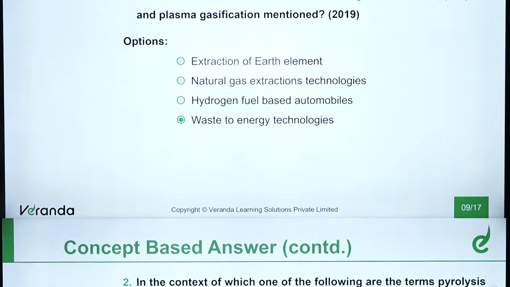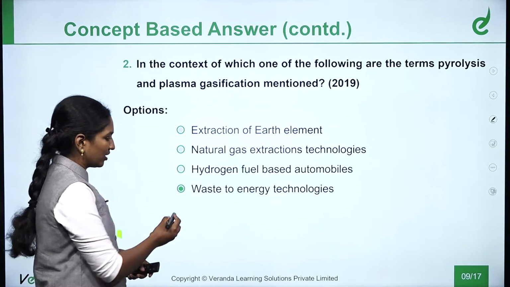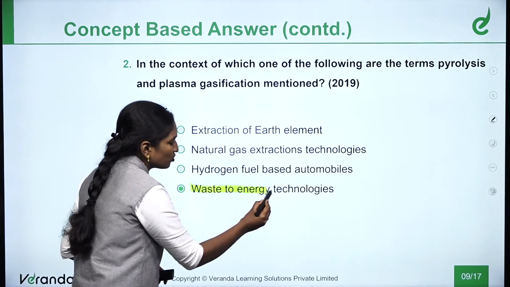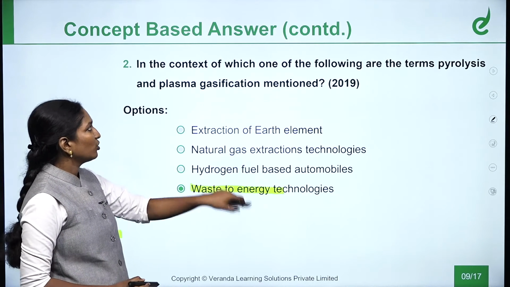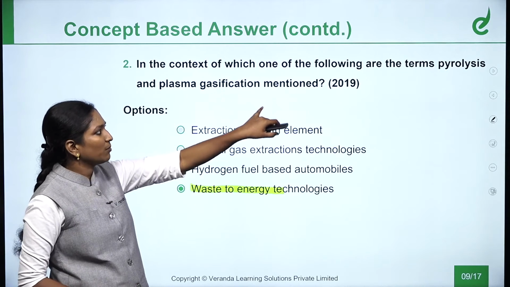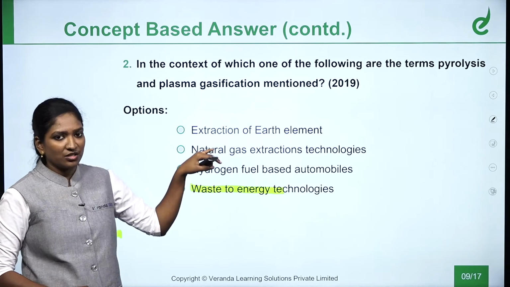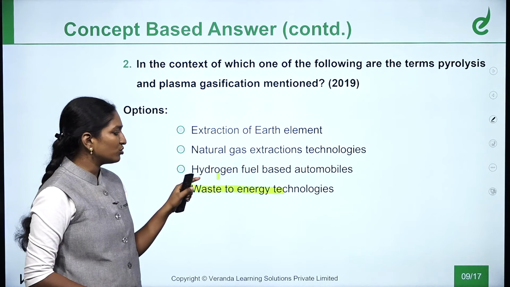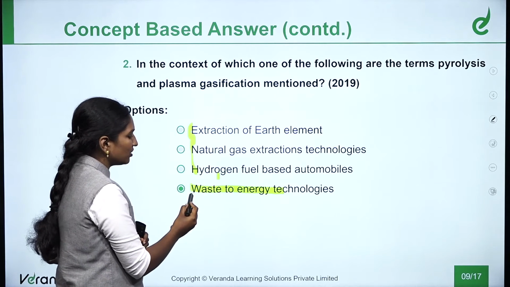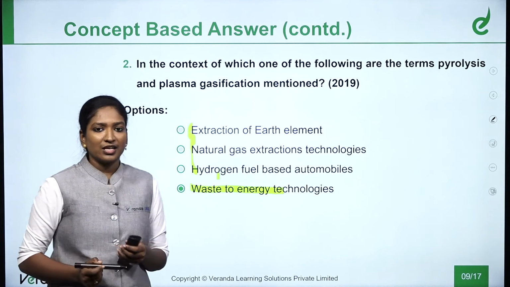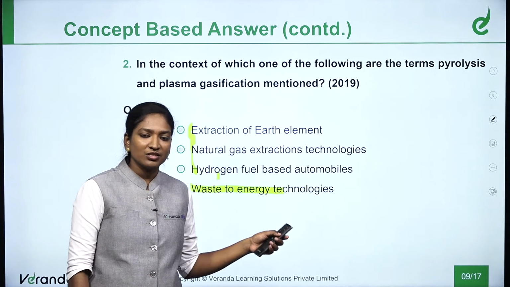Now let's check the answer. Yes, the answer is correct. Waste to energy technology is the correct answer. How did we mark this? Because we know the basic concepts about pyrolysis and plasma gasification. We eliminated the above three options, as they are incorrect, and we marked the fourth as the correct answer. This is how the answer accuracy increases.